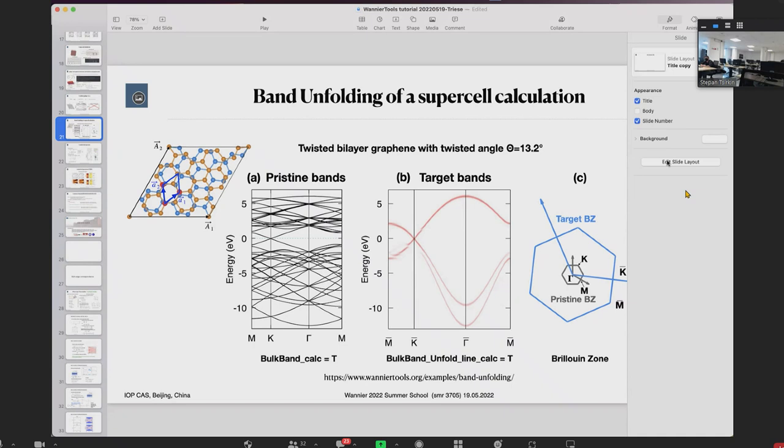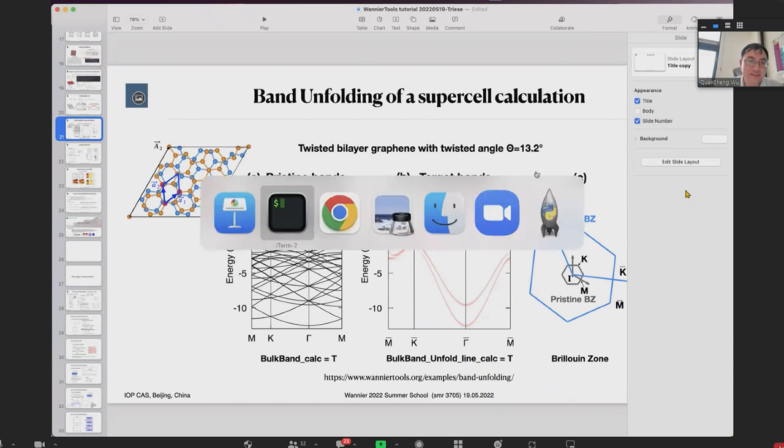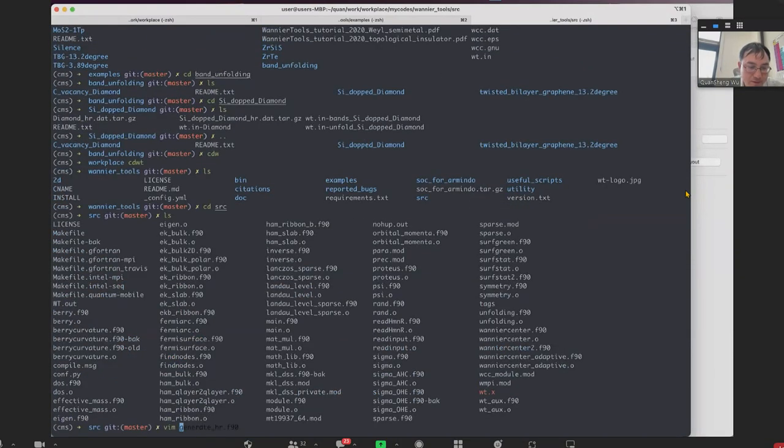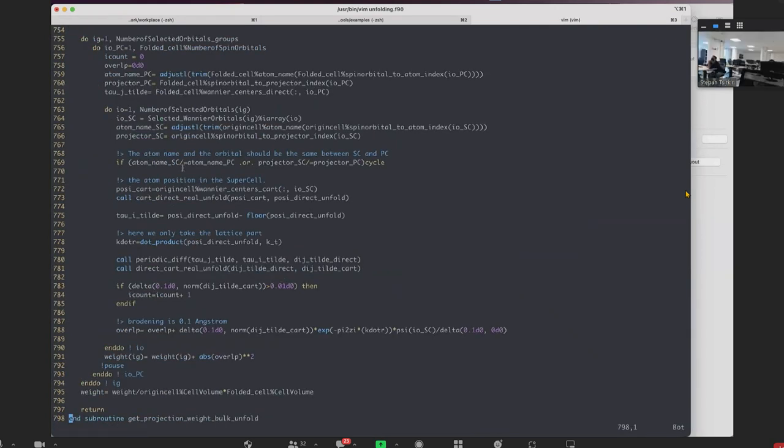Yeah, so there's another question. It's a very similar related question. If we have some lattice distortion, atomic distortion in the supercell, then can you unfold that system? Oh, that's a good question, actually. Lattice distortion. In the code, let me look at the code. Do you mean distortion of lattice vectors or atomic positions? Atomic positions. You also need to do a distortion for your primitive cell. Otherwise, there's no match, right?